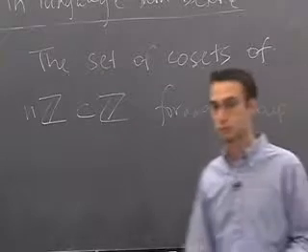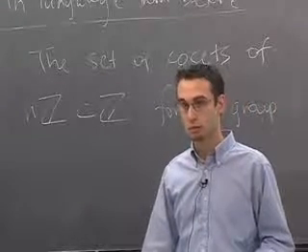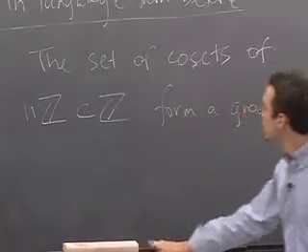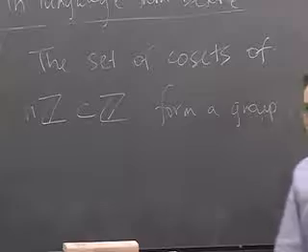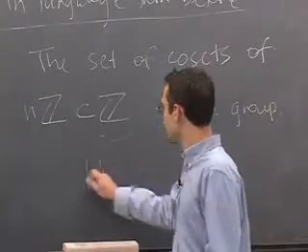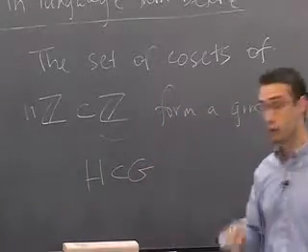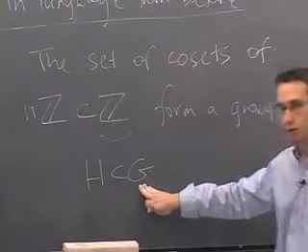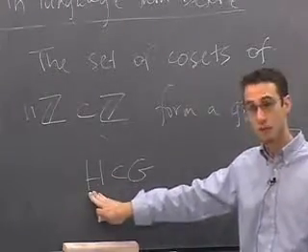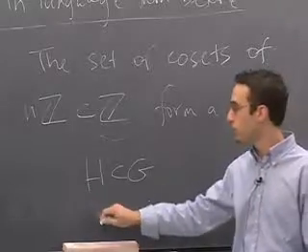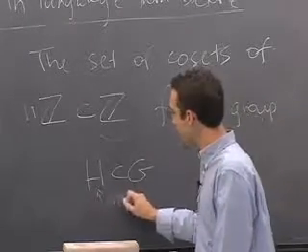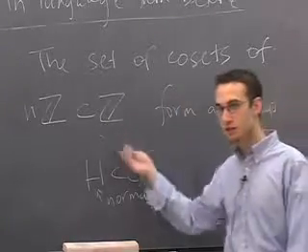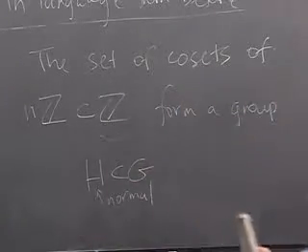Could you repeat what you said just before? I was just saying that it's not true that if I have some arbitrary subgroup of a group, then the set of cosets of that subgroup form a group. We're going to see this later on. But it will be true under the hypothesis that H is normal. In the case of Z, this is a trivial hypothesis because all of its subgroups are normal.